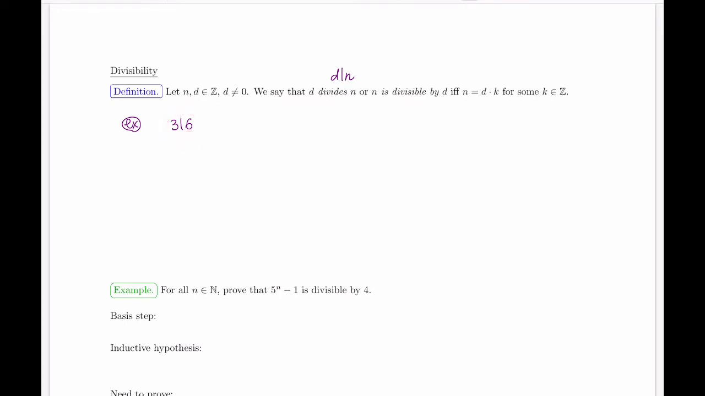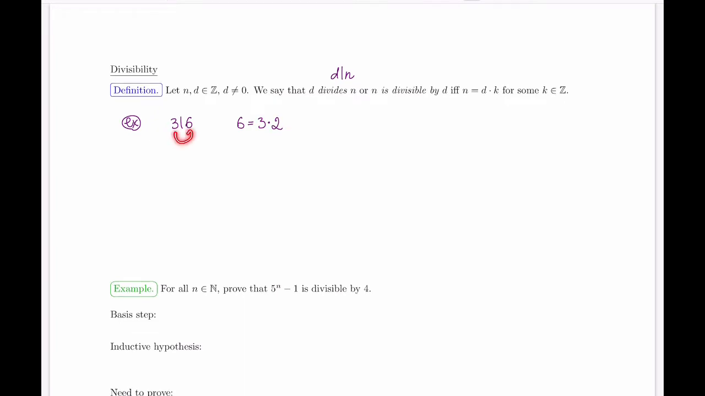3 divides 6 because 6 is equal to 3 times some integer, in this case 2. This is what the definition is saying: 3 divides 6 if and only if I can write 6 as 3 times something else. I am also allowed to use negative numbers, because we are within the integers, so positive and negative are both allowed. So I can say, for example, minus 4 divides 80, and that is because 80 is equal to negative 4 times negative 20. All of the numbers here are allowed to be negative, but they must be integers. We're not allowed to have fractions.